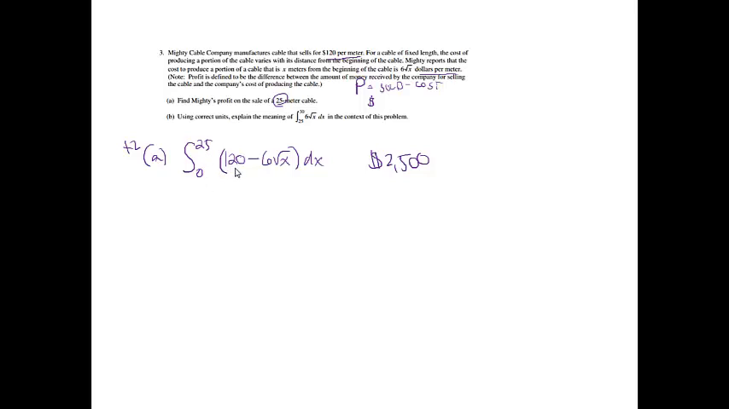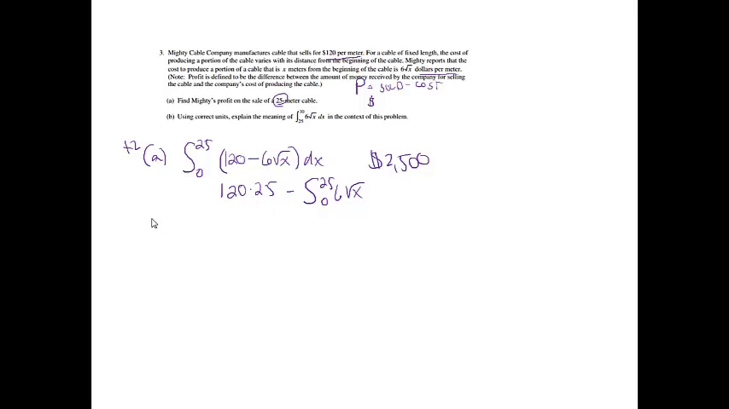Just one comment I'm going to make about this one. My answer sheet that I'm following, they actually have the integral set up a little bit differently. They did not put the 120 inside. They just put 120 times 25 minus the integral from 0 to 25 of 6 square root of x. Both of them will give you the same answer, so whichever is your preferred method, I'm sure will work just fine.